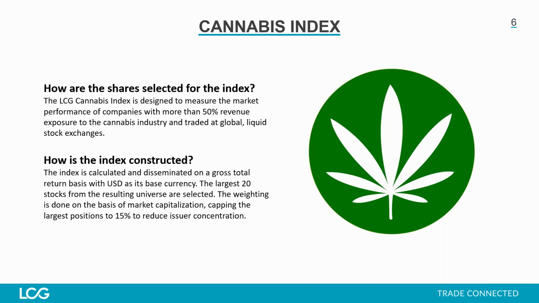These are the top 20 companies. So this index, and I'm going to tell you a little bit now in terms of the next question, how is it constructed? The index is calculated and disseminated on a gross total return basis with USD as its base currency. The largest 20 stocks from the resulting universe are selected. The weighting is done on the basis of market capitalization, capping the largest positions at 15% to reduce issuer concentration. So the first thing to note there is that it's in dollars.